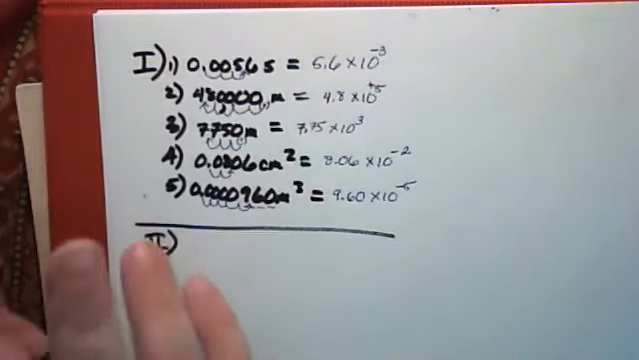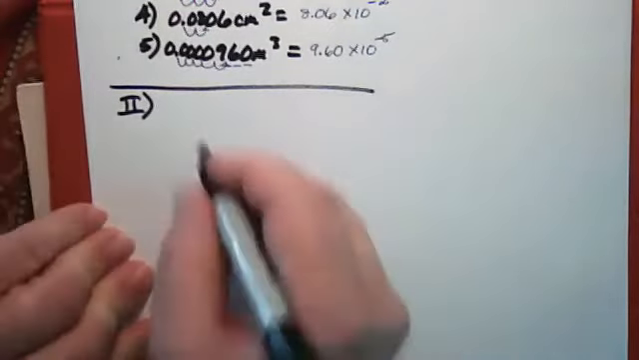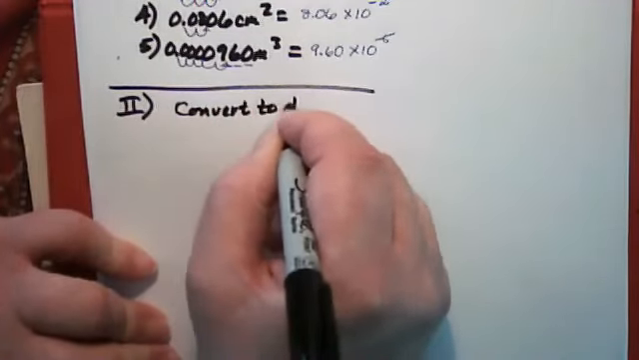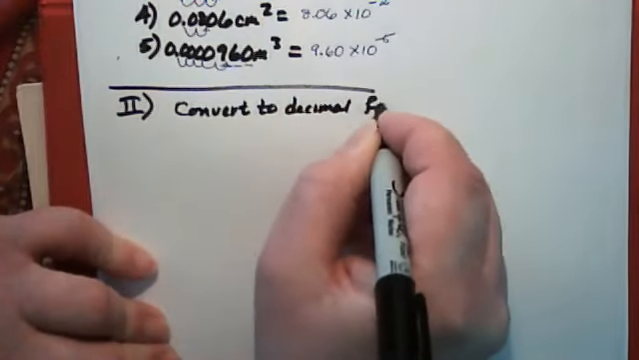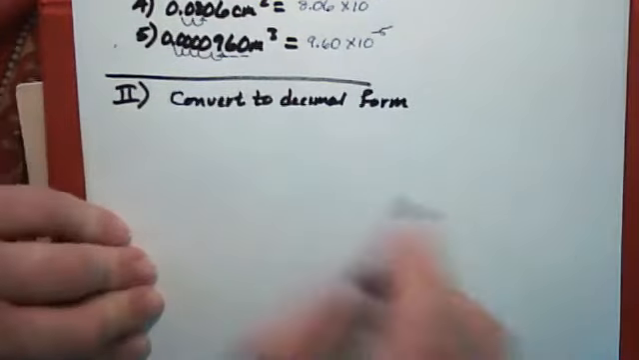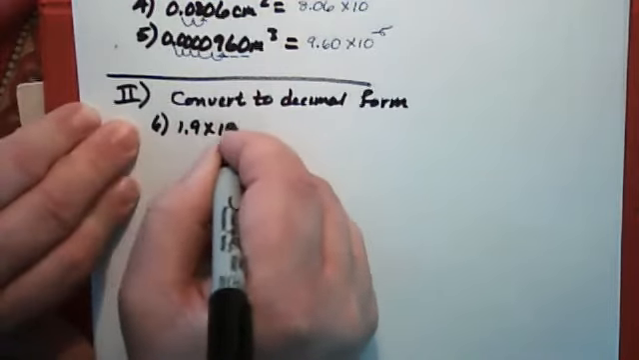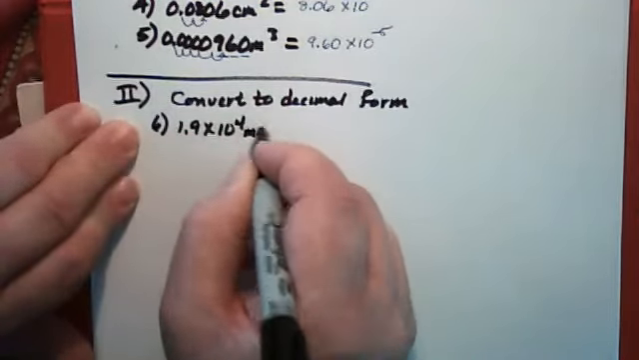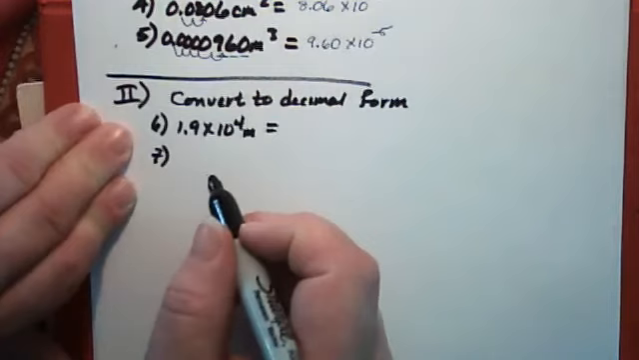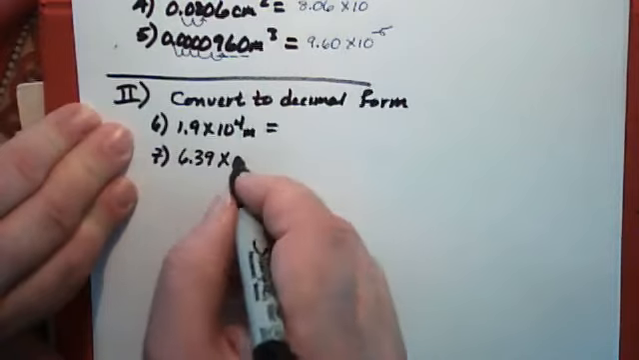Okay, next we come to Roman numeral 2. Getting fancy here with the Roman numerals. Here we need to convert to decimal form. The first number is 1.9 times 10 to the fourth meters. I keep forgetting the units, but the units are just kind of gratuitous. They aren't really necessary in this case when we're just converting the number from one kind of notation to another.